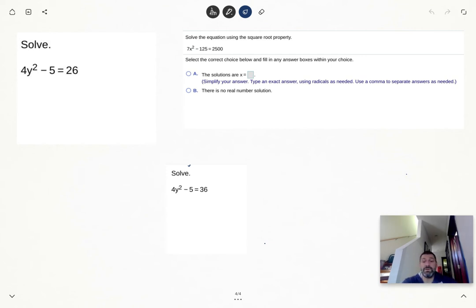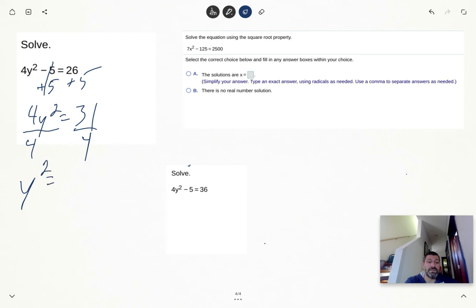Okay, so I'm going to solve for y. So I'm going to add 5 to both sides. Remember, I'm getting my y alone, so that gives us 4y squared equals 26 plus 5, which is 31. Now I want to get rid of the 4, so I'm going to divide both sides by 4. That gives us y squared is equal to 31 over 4.